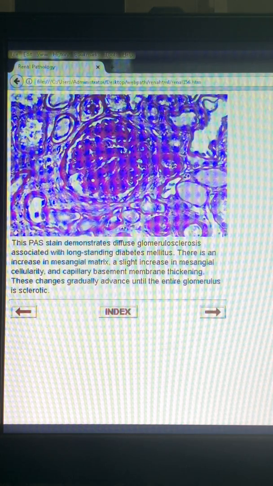So, a long-standing diabetes mellitus, if the glomeruli has a nodular glomerulosclerosis, eventually the total glomerulus will go into sclerotic. Again, we say mesangial matrix increased, but mesangial hypercellularity or cellularity will not be that much.